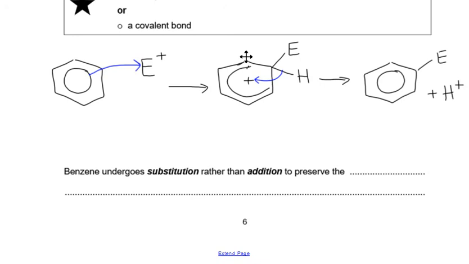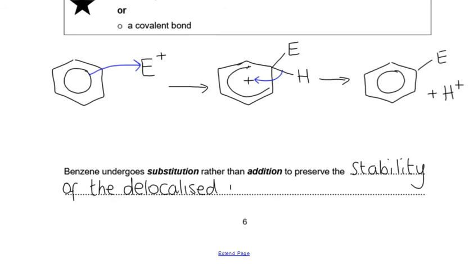So benzene will undergo this substitution rather than an addition like other things with pi bonds. It doesn't want to do addition, it wants to do substitution, because that is going to preserve the stability of the delocalized pi ring. Remember, delocalization gives stability. So it's going to preserve the stability of the delocalized pi bond. So we're going to take each one of these mechanisms in turn now.